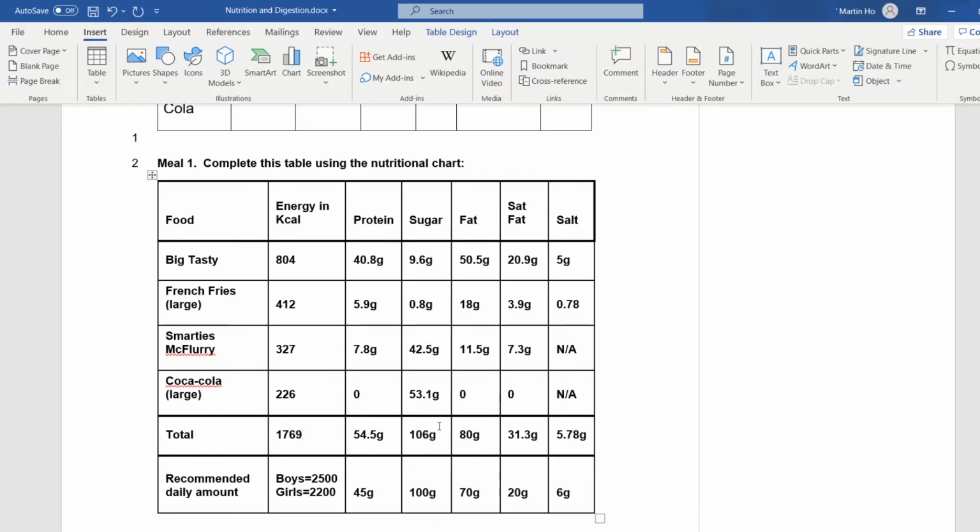The amount of sugar you take, as well as what you probably eat in your typical diet from sweets or whatever you snack on, you will definitely be higher than this amount over the course of a day. Additionally, with fats, we have 80 grams of fats, where the recommended daily amount is 70. Saturated fats, again, 31.3, where the recommended is 20. And then for salt is 5.78 grams, where the recommended daily amount is 6.